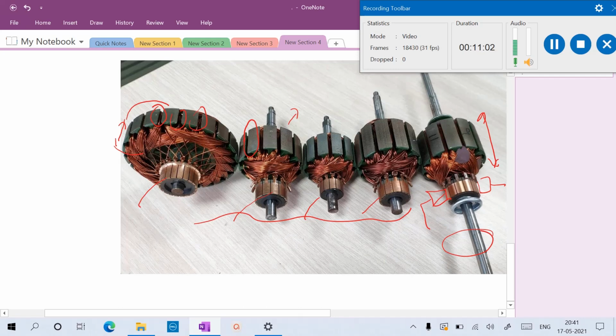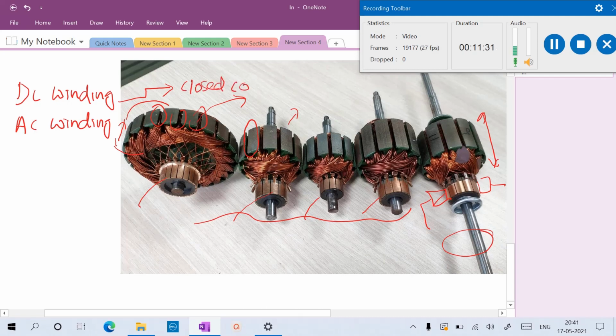These are the armatures. Now, what are the different types of armature windings? Mainly there is DC winding, for DC motors, and AC winding. The DC winding is nearly a closed winding, a closed coil.